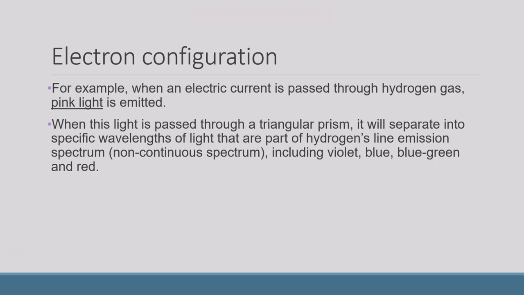Now, what Niels Bohr did was he passed that light through a triangular prism. Remember that if you pass white light through a triangular prism, it will separate into the 7 colors of the rainbow. Now, in this case, Niels Bohr wanted to know what wavelengths of light make up this pink light emission of excited hydrogen.